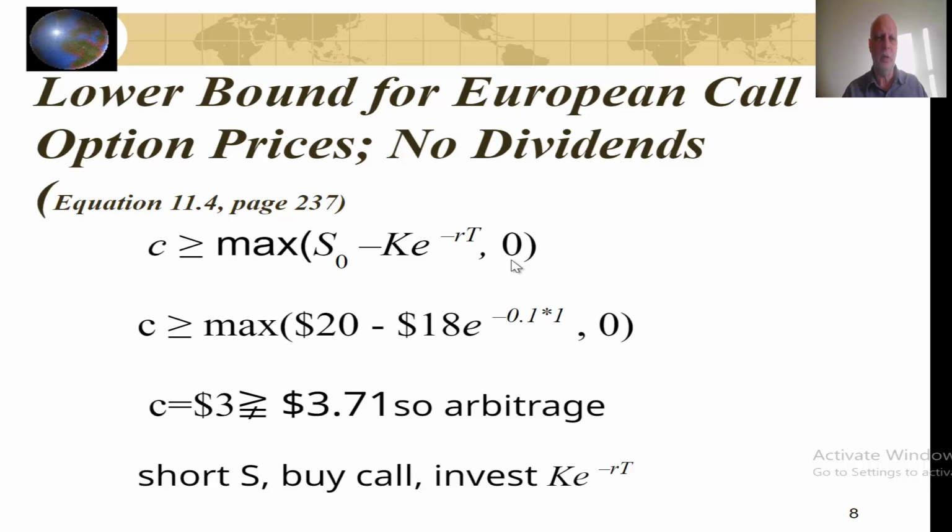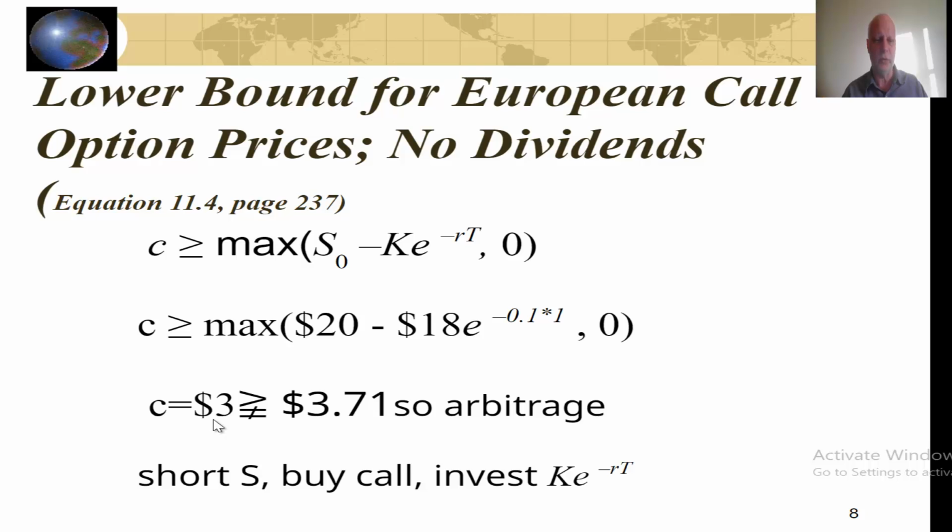Well, if that's the case, then before the day of expiration, since we can potentially invest the present value of the strike price K, the price of the call option must be greater than either the difference between the stock price and the present value of the strike price K, or 0. In our example, the stock price is currently $20, the strike price is $18, the risk-free rate is 10%, the time to maturity is 1 year. So we can calculate this amount, and we come up with $3.71. So the call option has to be worth more than $3.71.